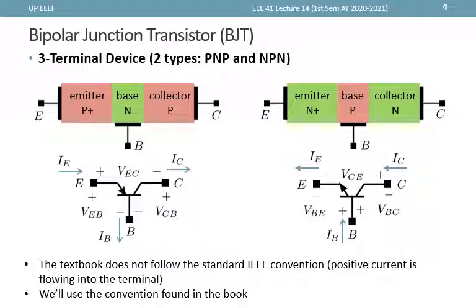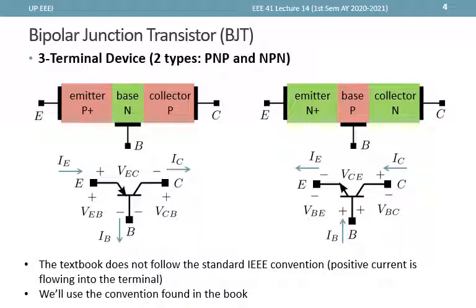Shown here is the symbol for the PNP, where the arrow points into the device, and NPN, where the arrow points outward from the device. In the symbol, the terminal with the arrow is the emitter, the one at the middle is the base, and the other terminal is the collector.